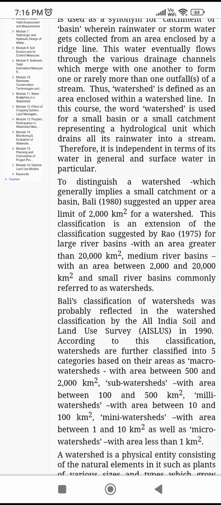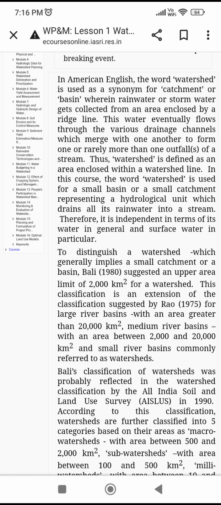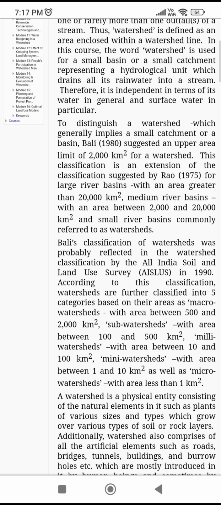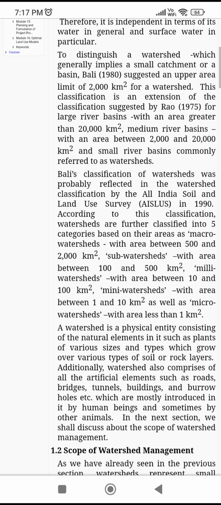Or there is one more definition. After that there are different classifications based on the area of watershed. The All India Soil and Land Use Survey in 1990 gave a classification. Watersheds are classified into five types based on area.